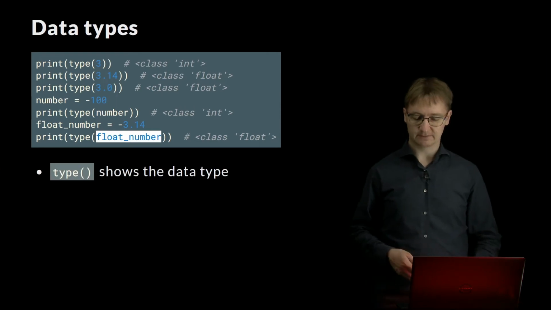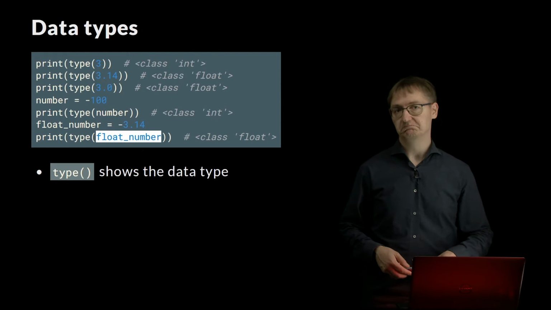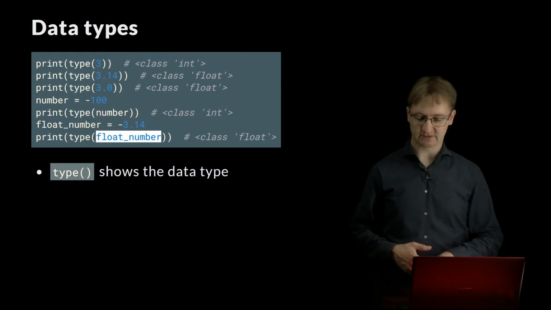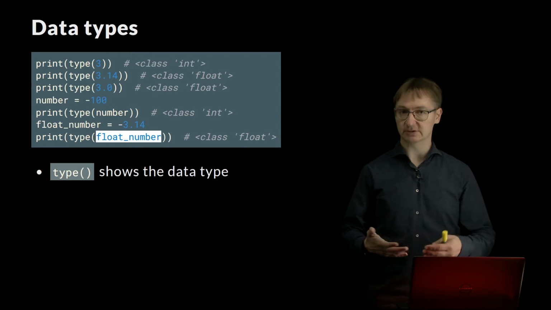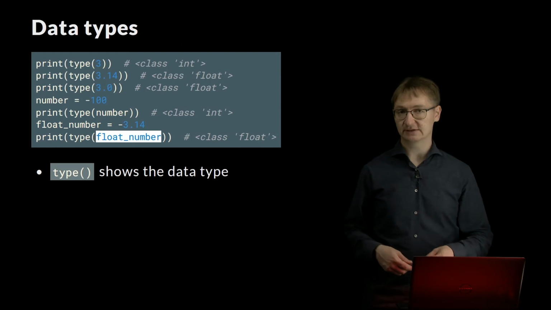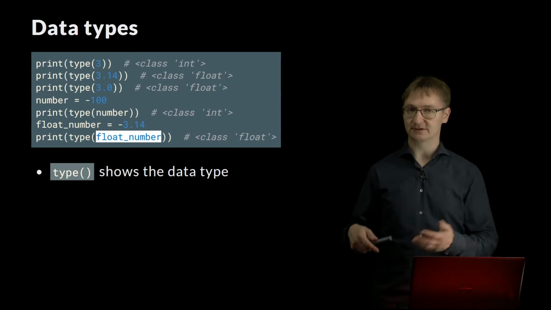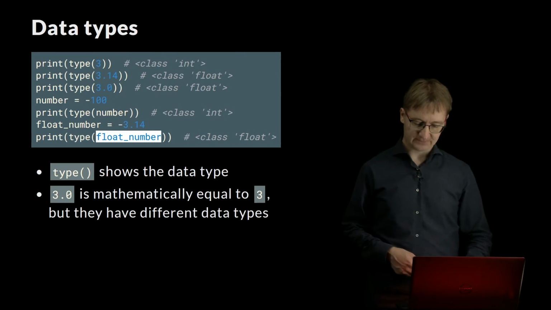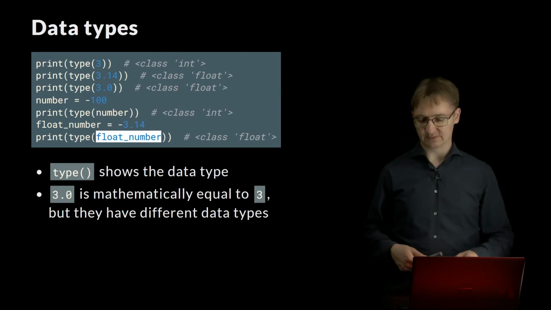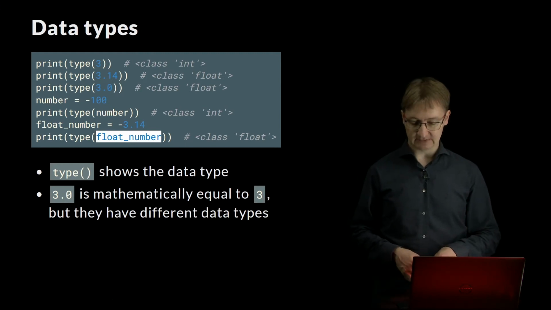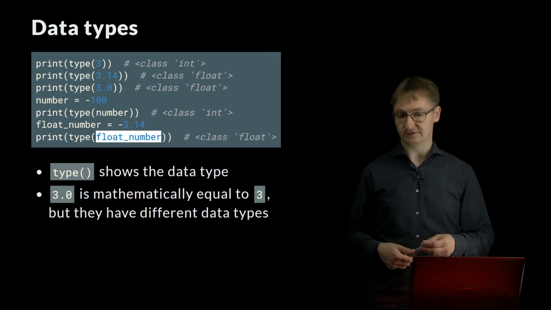So the function type shows you a data type. It's not very common to use it in your program, but still it's a nice way to understand or see what's happening in your code. Sometimes you want to understand what's the data type inside your variable, then you can use this function. And although 3.0 and 3 are mathematically the same, they are different data types for Python.